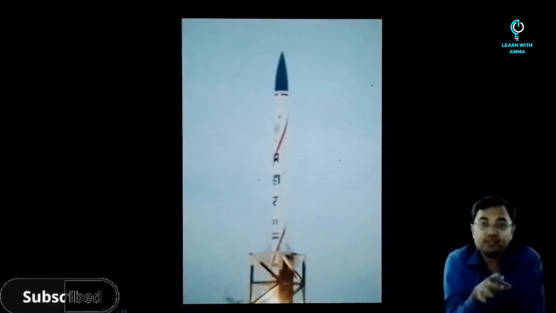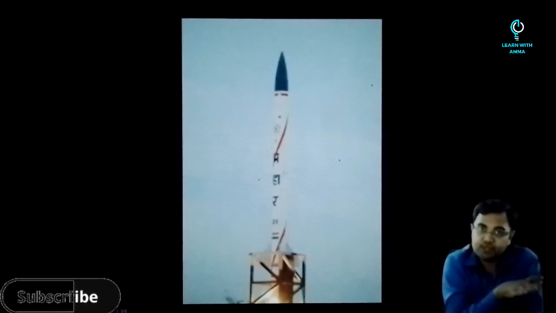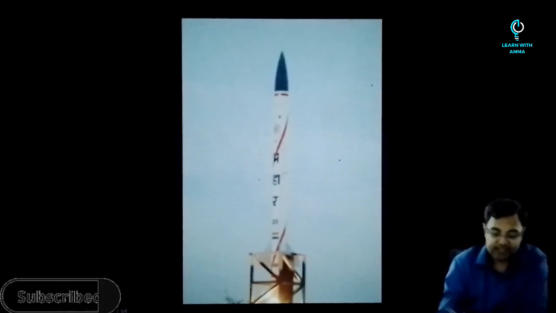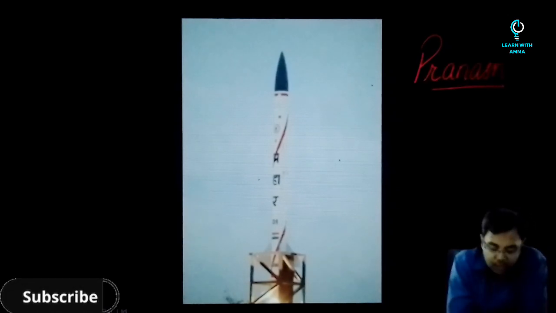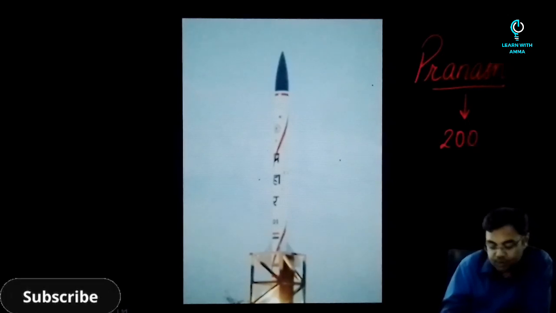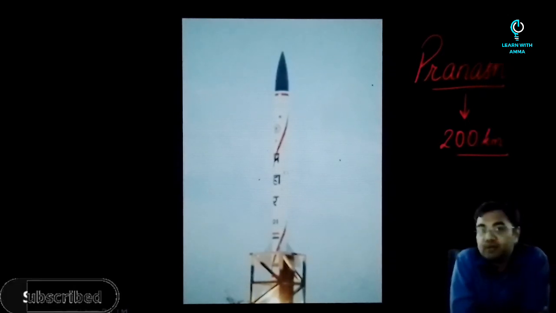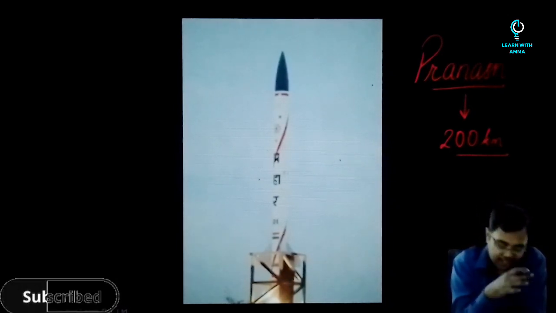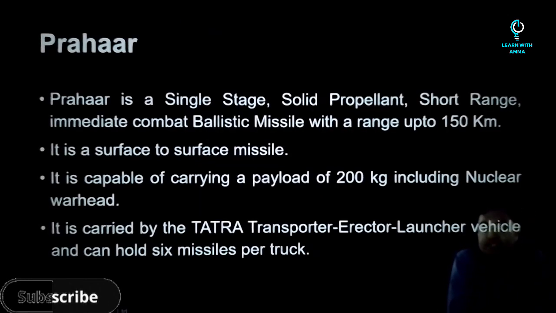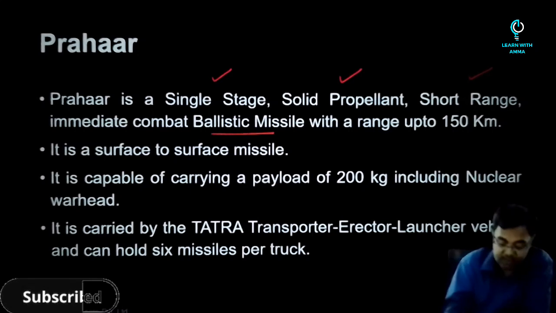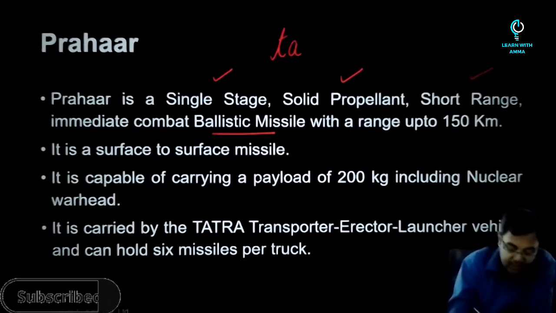Now, if you go by some of the reports that we saw in early 2020, there is going to be another better variant of Prahar missiles, and these are going to be called Pranash missiles. Now, talking about the Pranash missiles, what we have learned about Pranash is that the range is going to be up to 200 kilometers. In Prithvi 1, we discussed that the range is between 40 to 150 kilometers. Same when you talk about Prahar missiles also. For Prahar missiles also, the range is 150 kilometers. So, if you talk about Prahar, single stage, solid propellant, short range, immediate combat, ballistic missile, and that's why you can say that these are tactical missiles.